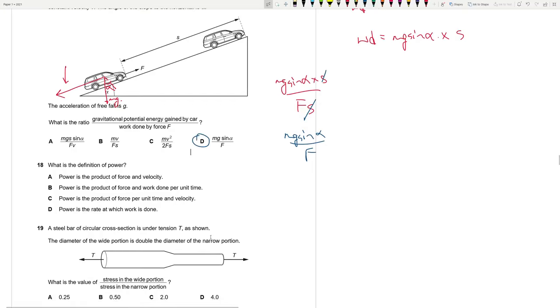Moving on to 18. What is the definition of power? Remember that power is the work done by time. Rate of change of work done, basically. Sorry, rate of change of, yeah, work done. So 18 is the best answer.